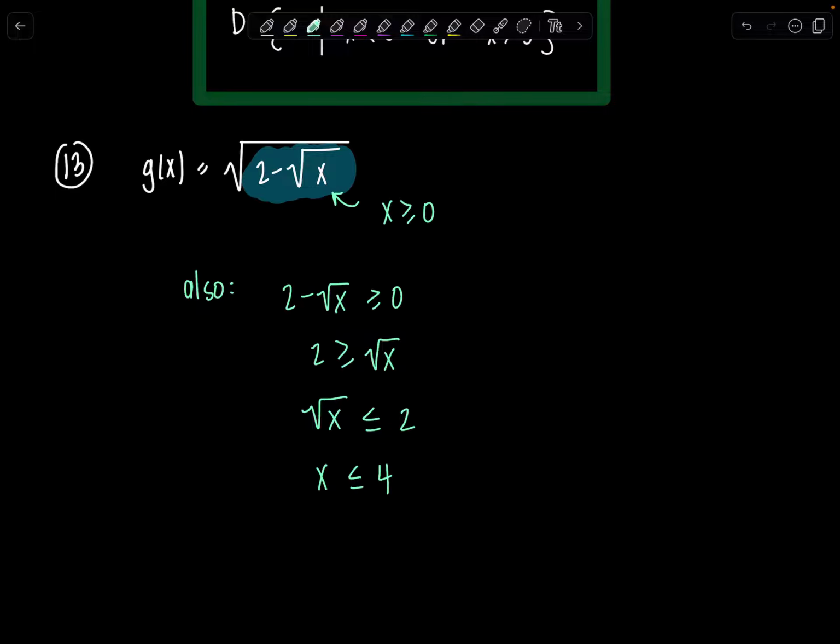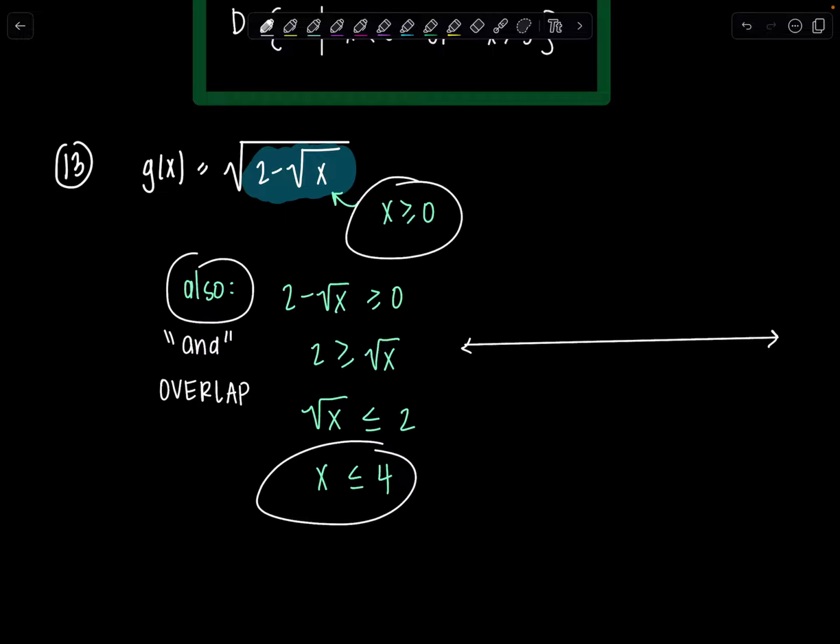So I have x has to be greater than or equal to 0, and x has to be less than or equal to 4. Also, or and, means I'm looking for the overlap of these 2 inequalities. Overlap of these 2. Let's graph them. Here's 0, here's 4.